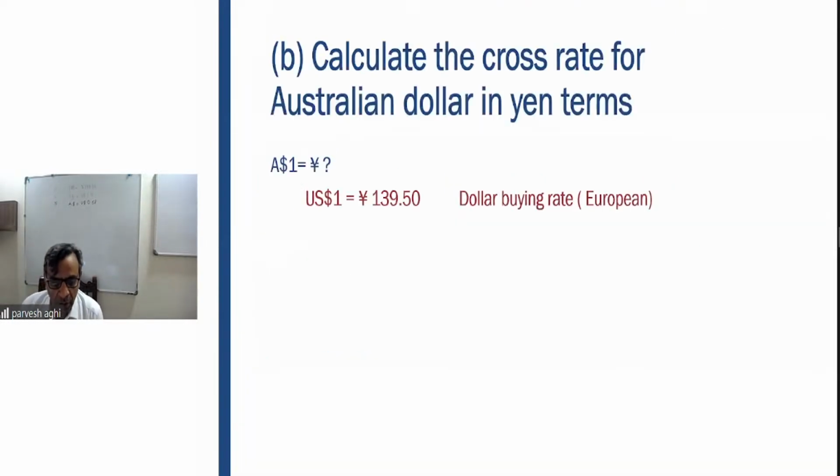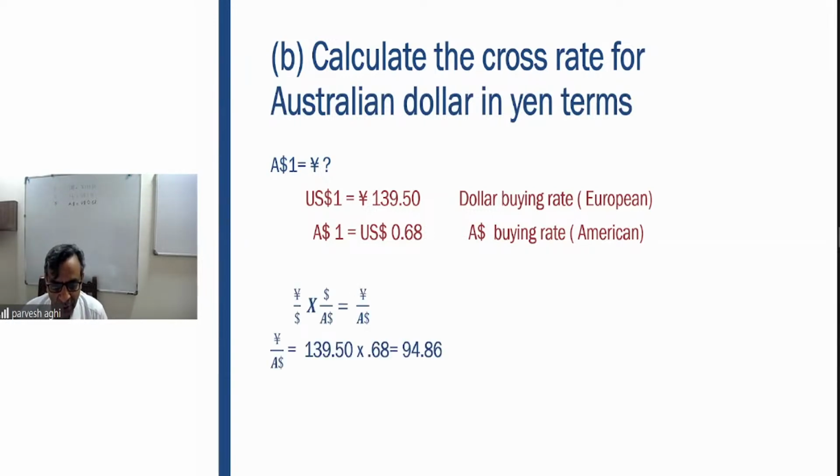Okay, now let's go to the second one. Calculate the cross rate for Australian dollar in yen terms. Here, you are again a Japanese person and you want to buy Australian dollars, so you're most likely traveling to Australia. First, what are you going to do? You're going to buy a dollar. What dollar quote is given to you? Then you go to Australia and buy $1 Australian by selling your dollars. One is European, the other is American, so you can simply use this formula and calculate the rate, which is 94.85. Absolutely right.